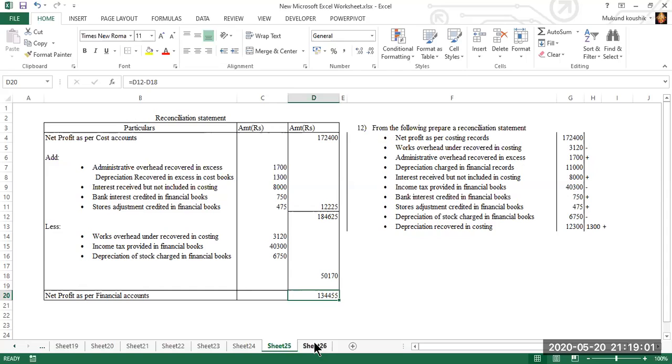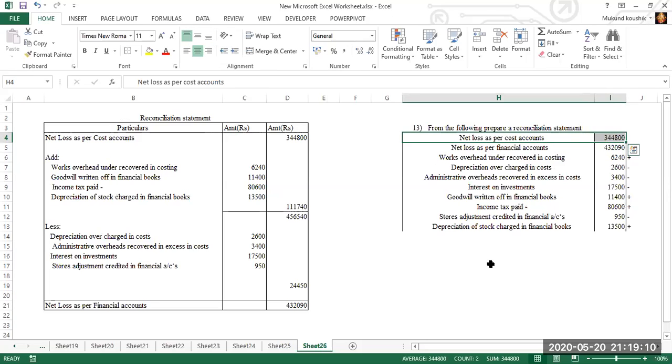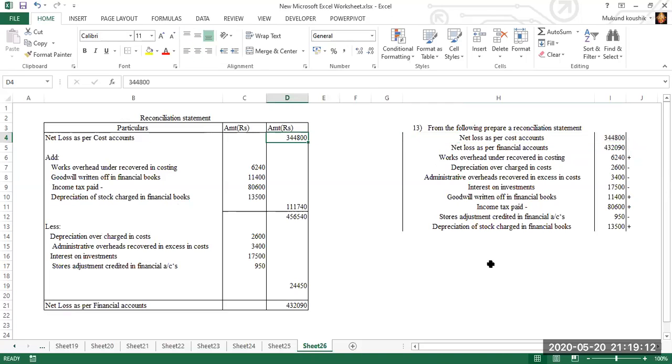Then let us move on to the last question in this chapter, question number 13. Again they have given net loss as per cost accounts and net loss as per financial accounts. So how do you start? In case of loss also you have to start with net loss as per cost accounting, which is 3,44,800. Then work overheads under recovered in costing. So work overheads under recovered in costing means what you have to do.